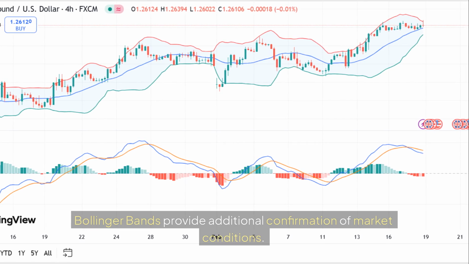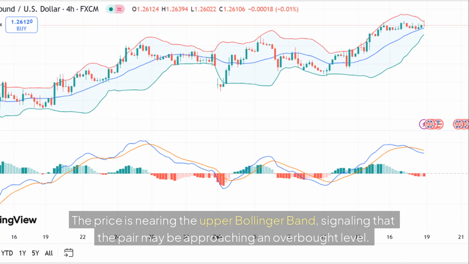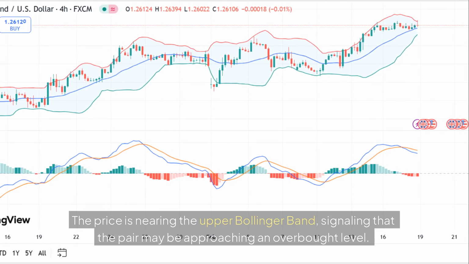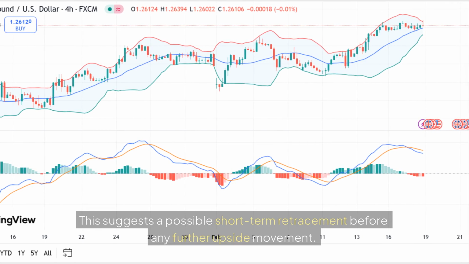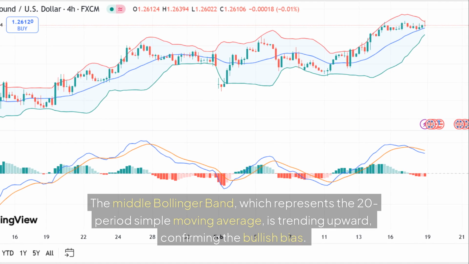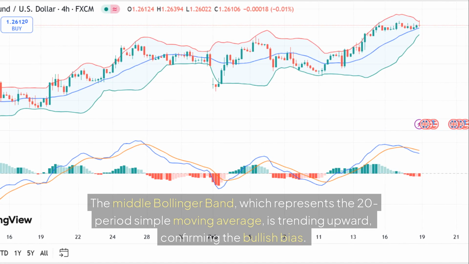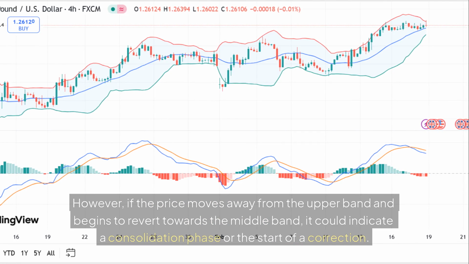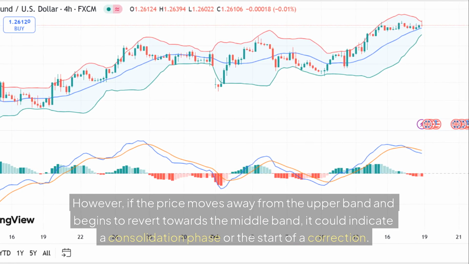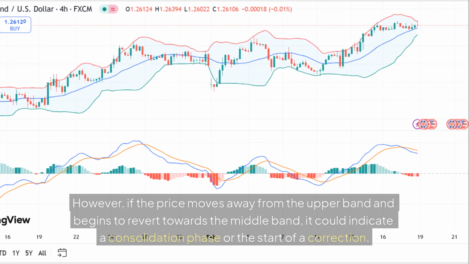Bollinger Bands provide additional confirmation of market conditions. The price is nearing the upper Bollinger Band, signaling that the pair may be approaching an overbought level. This suggests a possible short-term retracement before any further upside movement. The middle Bollinger Band, which represents the 20-period simple moving average, is trending upward, confirming the bullish bias. However, if the price moves away from the upper band and begins to revert towards the middle band, it could indicate a consolidation phase or the start of a correction.